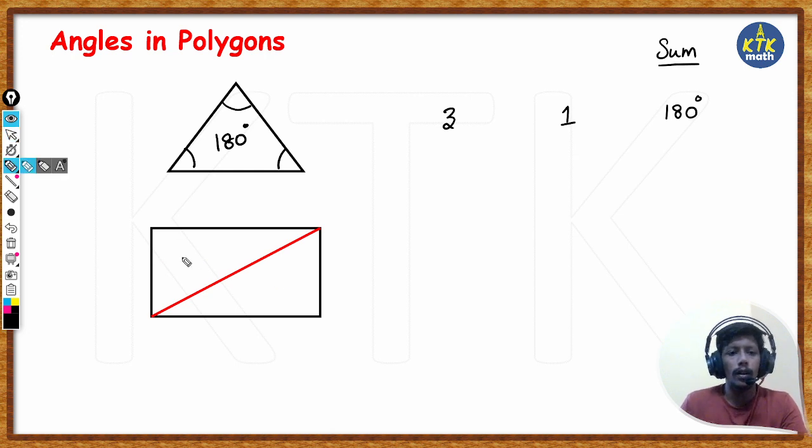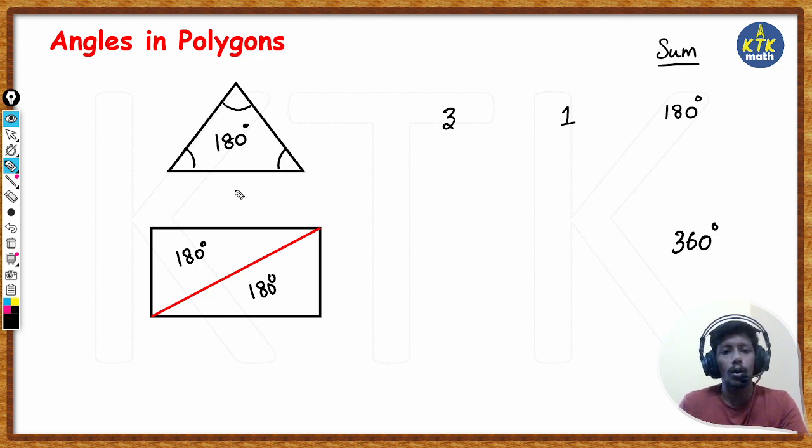So what we know already, triangle sum is 180. So this is 180 and this is 180. So the total is going to be 360 degrees. What is the total number of sides? 4. How many triangles have I drawn? 2. This is the number of triangles I have drawn, and this is the number of sides. Just observe here.